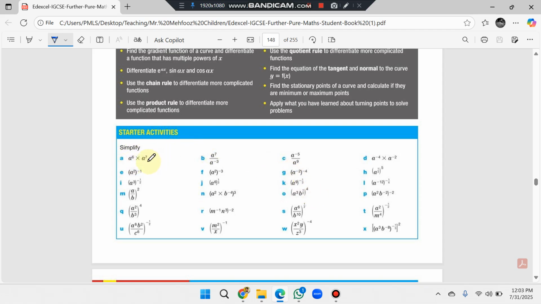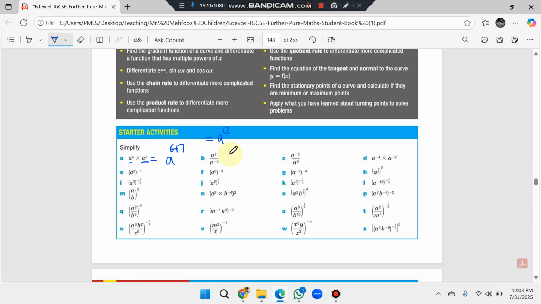For example, the first term is a raised to the power 6 multiplied by a raised to the power 7, right? If we simplify it, you can see that we have two numbers which have some powers, and the bases of these numbers are the same, both are a. It means that their powers will be added, so it will become a raised to the power 6 plus 7, which equals a raised to the power 13. Understand or not?